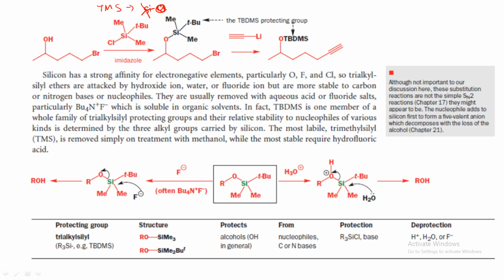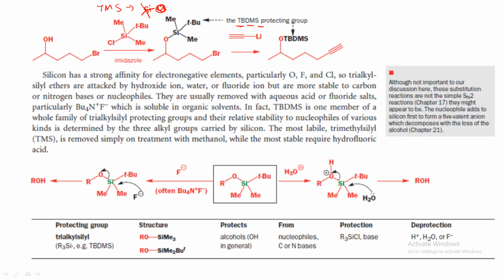That's why these particular things are used. So this is TMS protection. There is TPS protection also, and here you can see TBDMS protection. So why is it TBDMS? Because you can see one tert-butyl group is there. That's how it is the tert-butyl and dimethylsilyl protection group.